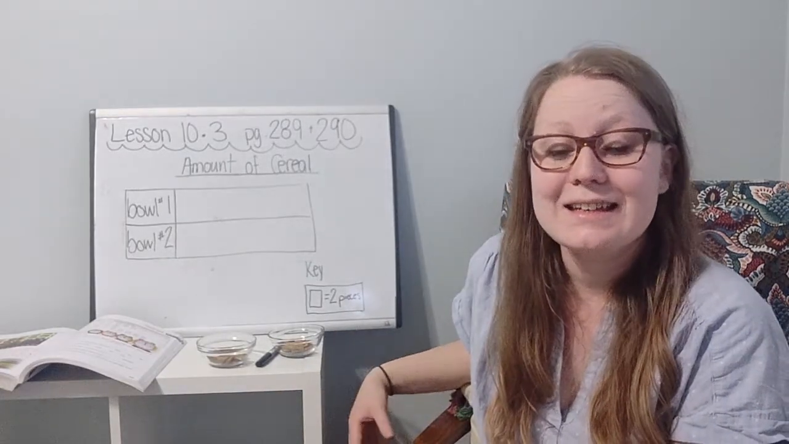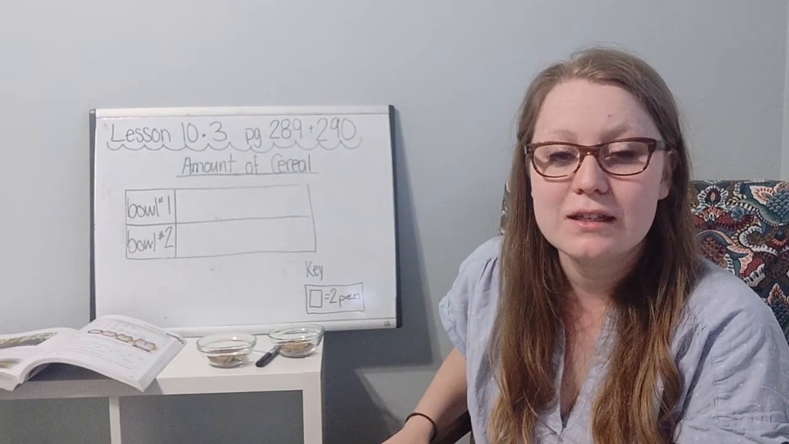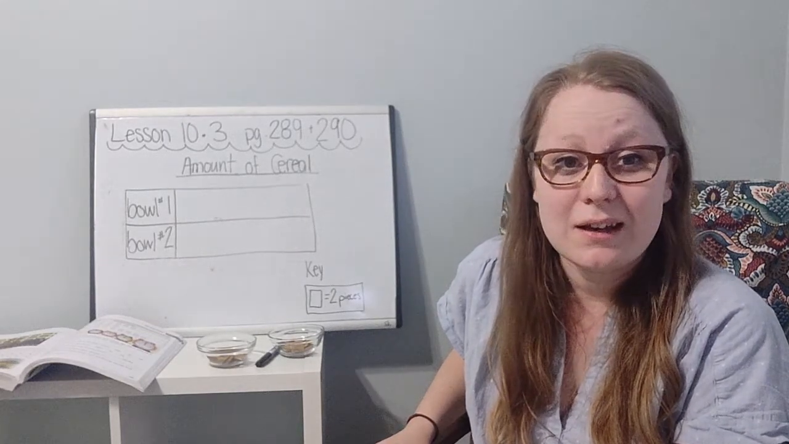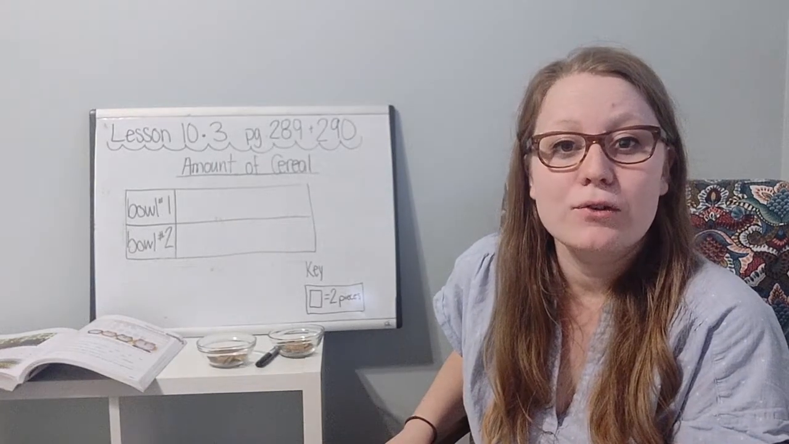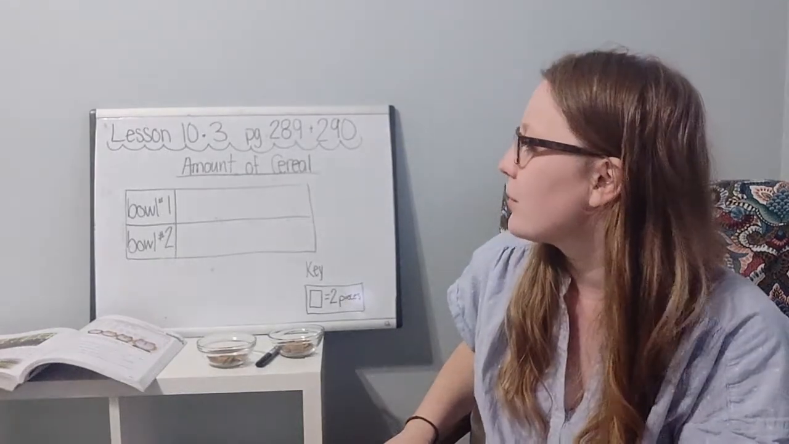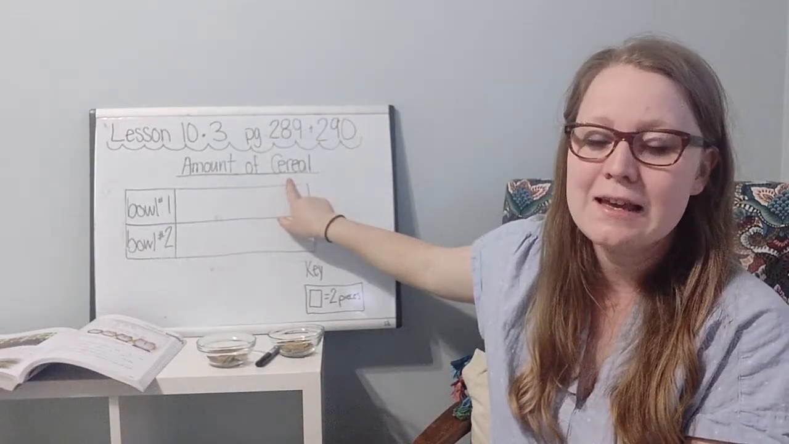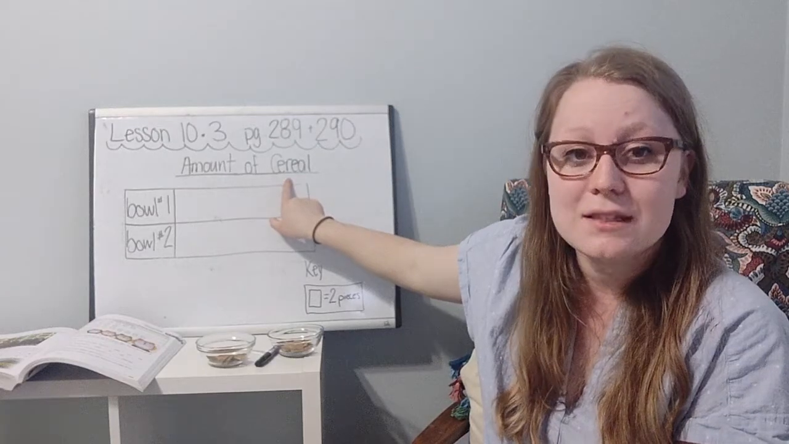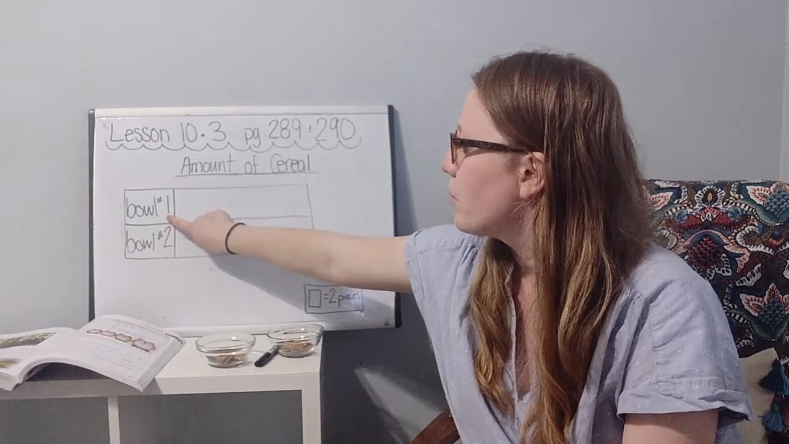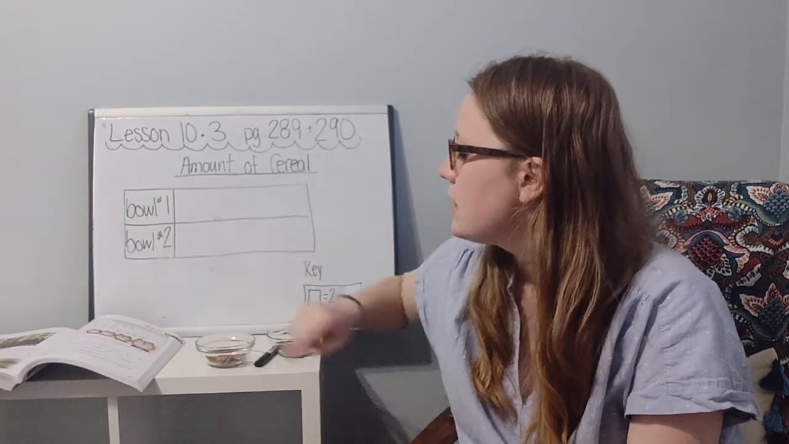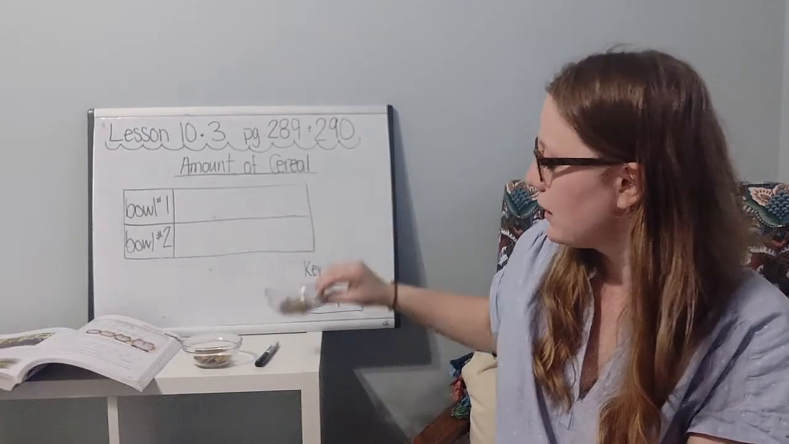Now, again, the key is very important because if we don't take a look at the key and the value of each picture, then we're going to be reading our graph kind of all wrong, right? The next important part of our graph is the title and labeling things. So our title here is amount of cereal, which means that we're going to be looking at the amount of cereal, right? The next part is labeling the other part. So bowl number 1 and bowl number 2. Now, I have my first bowl here and I have my second bowl here.